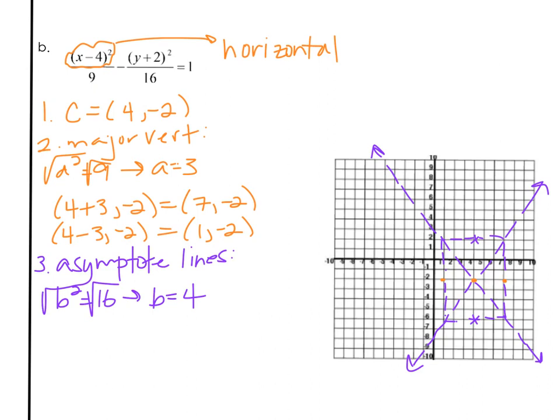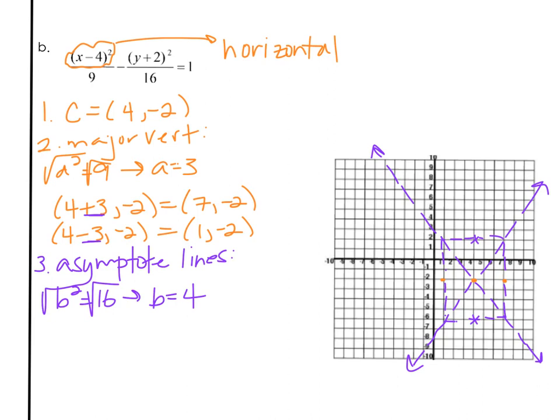I found that x was first, making this a horizontal looking hyperbola when we're done. The center translates 4 to the right and down 2, and x is first in this one, so the ordered pair should go right in that order. Now for the major vertices, a squared is 9. Remember, it's always first, even if it's not bigger. So that means we're going to go 3 to the right and 3 to the left from the center. So what I did was I added 3 and I subtracted 3. And that gave me 7, -2, and 1, -2.